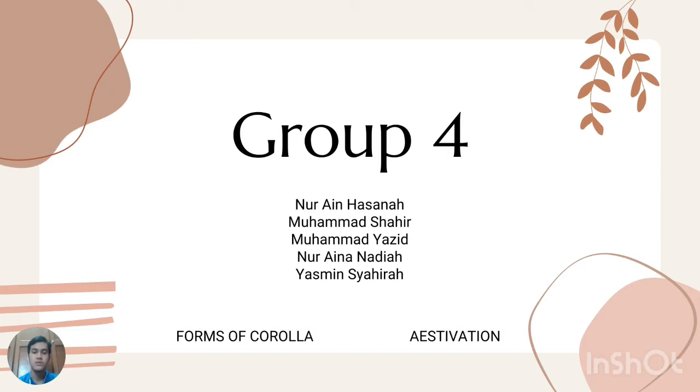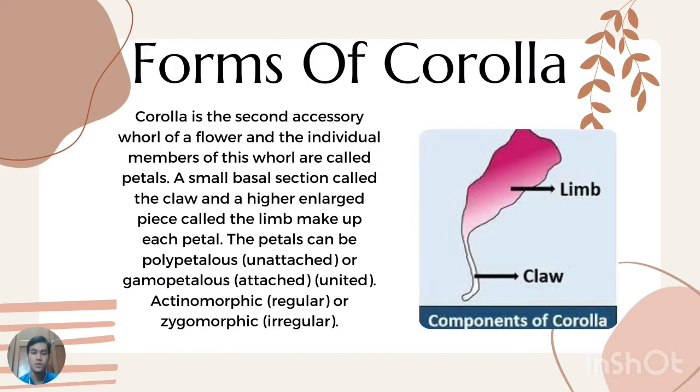So let's go through what is corolla. Corolla is the second accessory whorl of a flower, and the individual members of this whorl are called petals. A small basal section called the claw and a higher enlarged piece called the limb make up each petal.